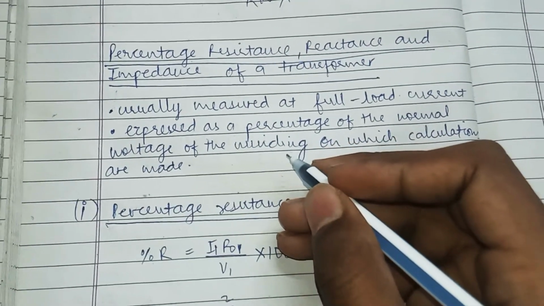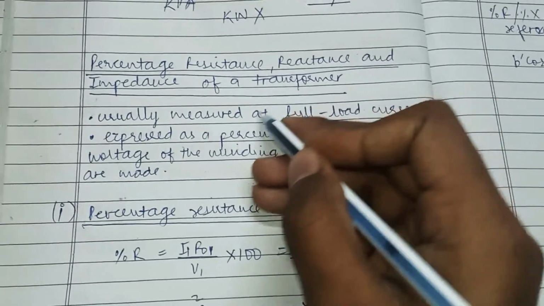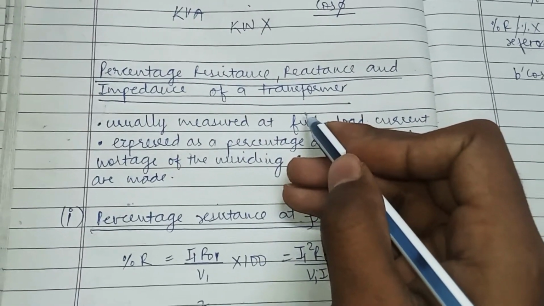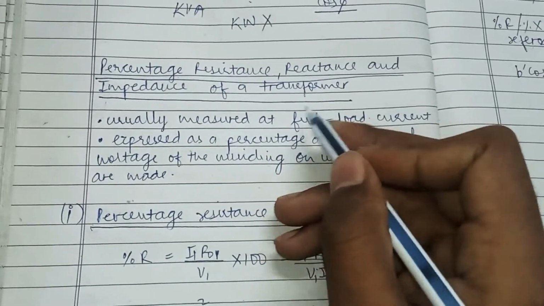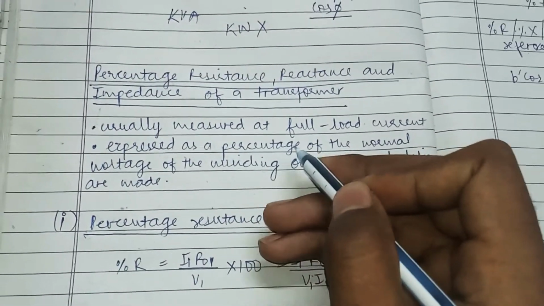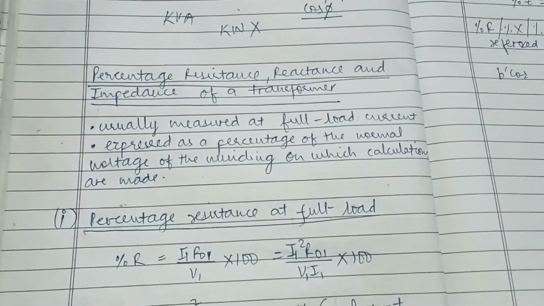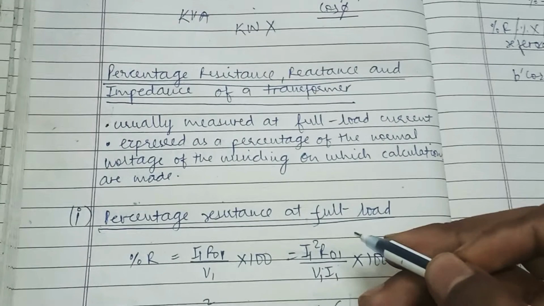Today we are going to study percentage resistance, percentage reactance, and impedance of a transformer. We usually study percentage resistance, percentage reactance, and impedance because they give copper losses and various other values which are very important for us.